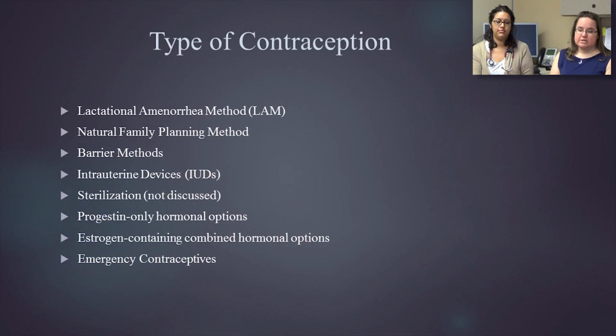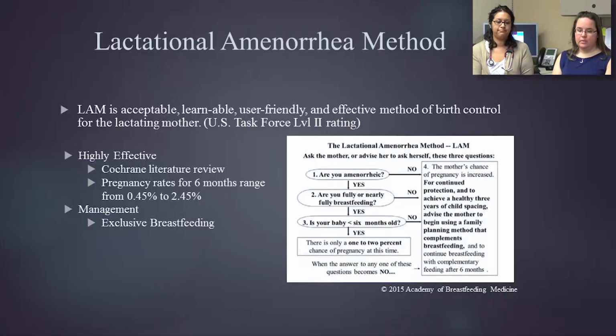So types of contraception that we're going to talk about: lactational amenorrhea method, natural family planning method, barrier methods, intrauterine devices, sterilization, progesterone-only hormone options, estrogen-containing combined hormonal options, and emergency contraceptives. We will start off with lactational amenorrhea method. So this is a method that many breastfeeding mothers are using and they don't even know it.